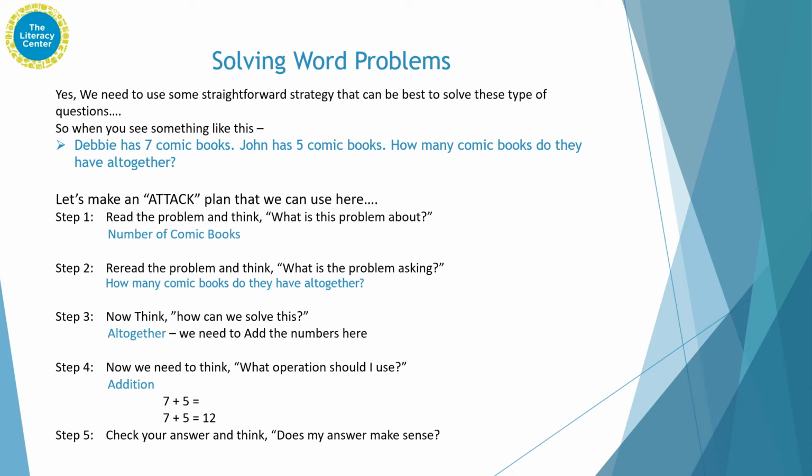Now you need to check your answer and think, does my answer make sense? Okay, this is a little tricky here, but very easy. Now we'll go back to our question. Debbie has 7 comic books. John has 5 comic books. How many comic books do they have altogether? An answer would be 12 comic books they have altogether, right?